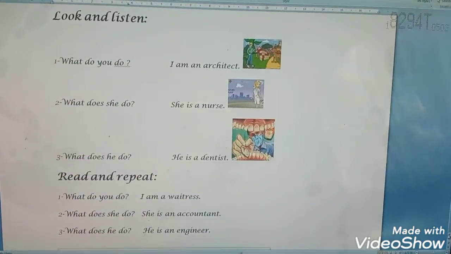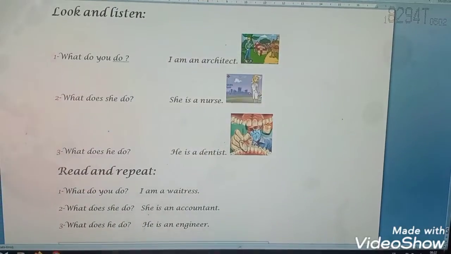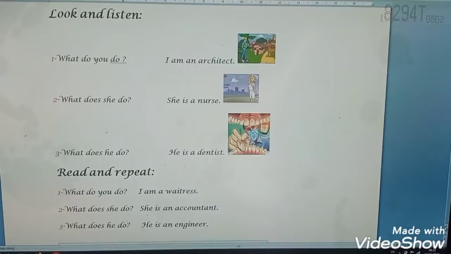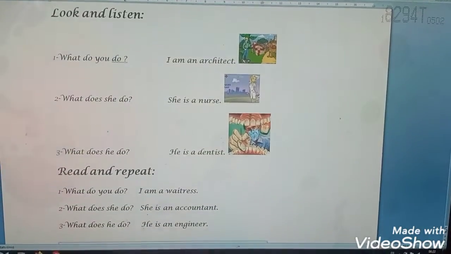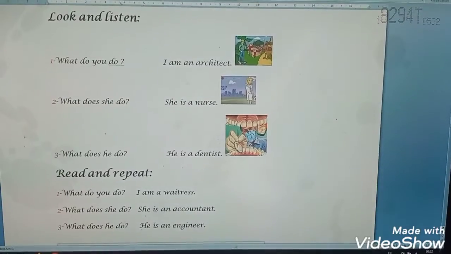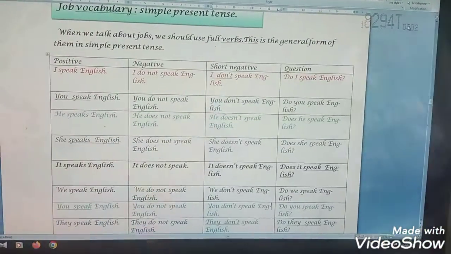Read and repeat. What do you do? I am a waitress. Waitress. What does she do? She is an accountant. Three. What does he do? He is an engineer.